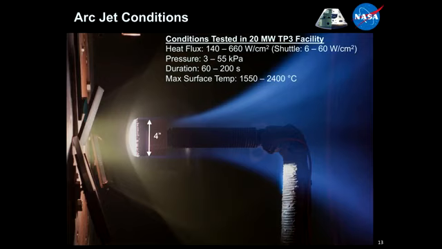We tested at relevant pressures, durations of up to 200 seconds, and then our maximum surface temperatures were anywhere from 1500 to 2400 degrees Celsius. And again, that's at the very surface here. The left side of the article, just a couple of inches underneath that, we're down at about 200 degrees Celsius. So very, very significant temperature gradient across this material.